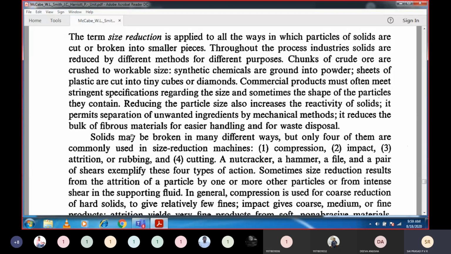Next, it permits separation of unwanted ingredients by mechanical methods. Very good. Suppose you have an ore, FeS2, because we are very familiar with it. FeS2 has SiO2 as an impurity. So how to separate it? If the concentration is less, you can use a fluxing agent inside the reactor to remove it. But if the percentage is more, we are supposed to go for flotation.